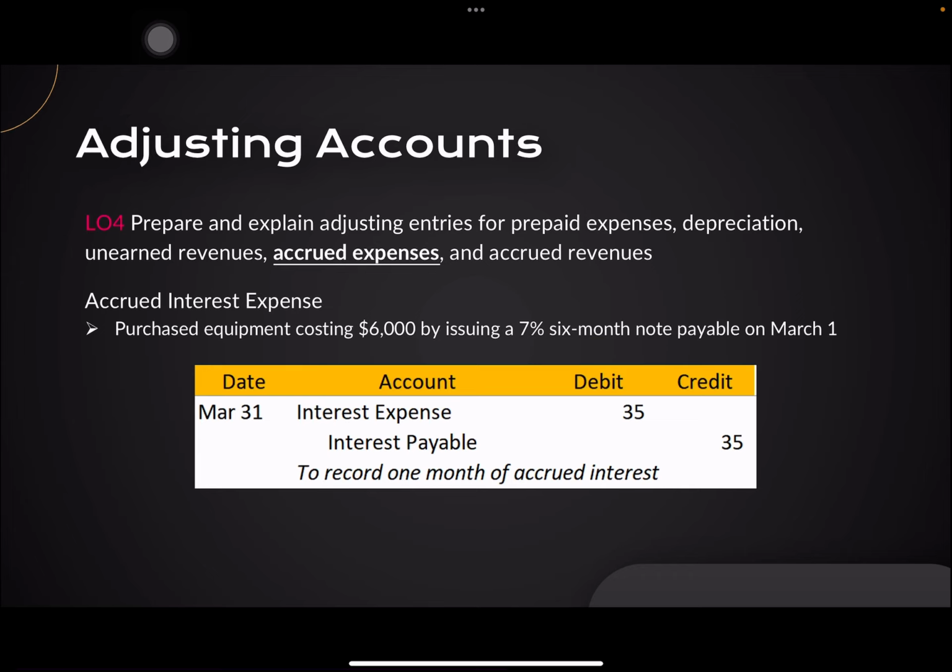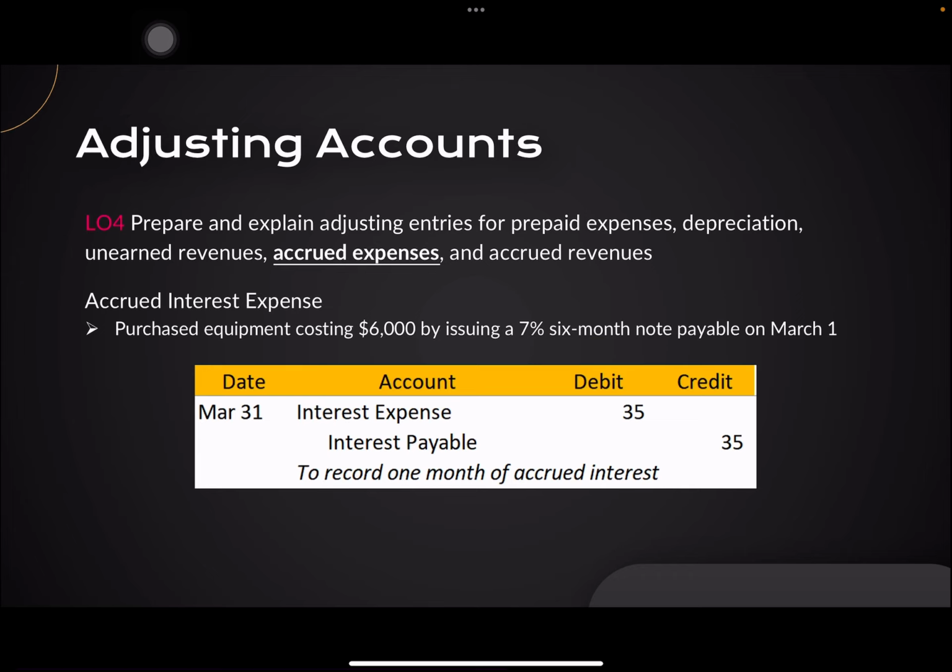Since this interest expense was incurred starting March 1 to March 31st, then we have a commitment, or an obligation, to pay our seller in the near future or sometime, but not on March 31st. That's why we set up a liability account by crediting interest payable. And the amount would be $35.